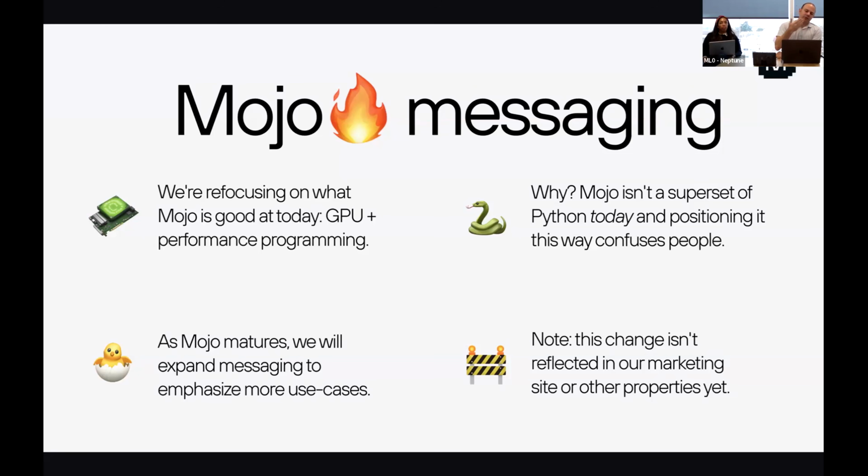And so as we plow through this and build together over the course of the years ahead, we can decide to upgrade our messaging and talk about more use cases. But we think that being able to solve this heterogeneous compute CPU GPU programming problem is a pretty big deal, and we think it's pretty interesting. And so that's what we'll be messaging around, and also generality.